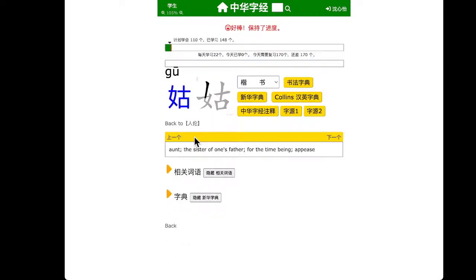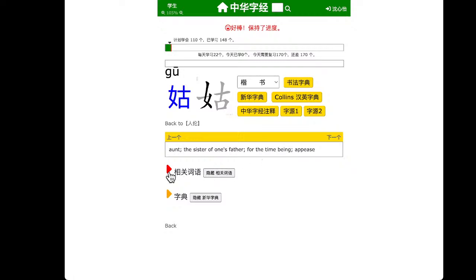Gu is your aunt, your father's sister. Specifically, your father's younger sister is gugu, and your father's older sister is called guma. This also has different meanings in certain other words.